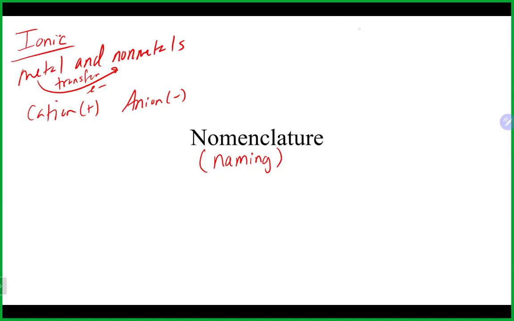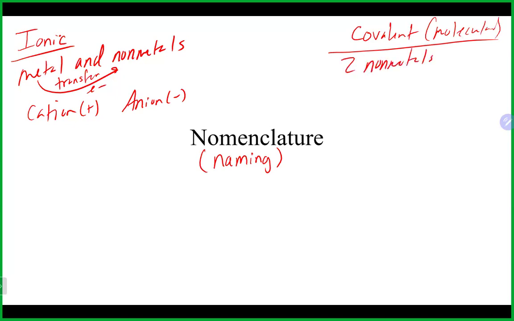We're also going to talk about how we name what's sometimes referred to as covalent or molecular compounds. These are really compounds where we have two nonmetals, held together by sharing electrons. So depending on the type of bonding we have going on, it does affect how we go about naming them.